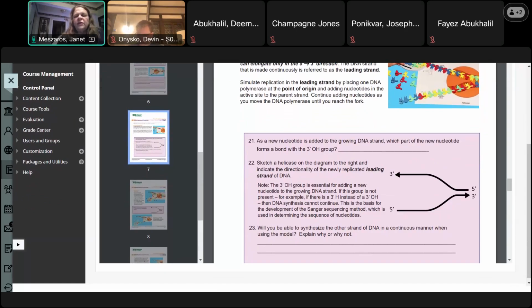So what they're telling you is when you're adding one nucleotide to another, I showed you this, the 3' hydroxyl will bind with the 5' phosphate from the nucleotide below it.